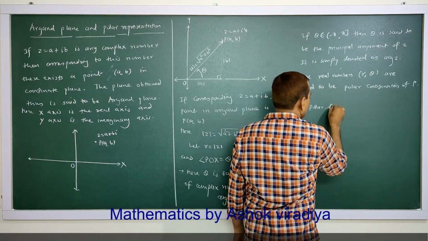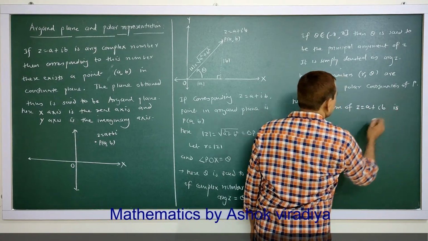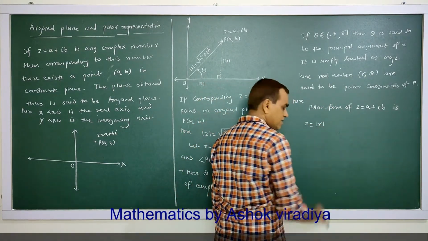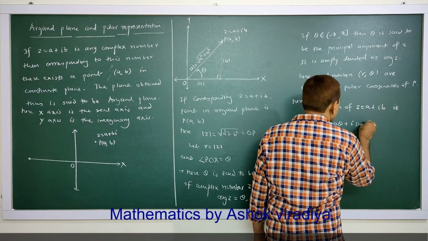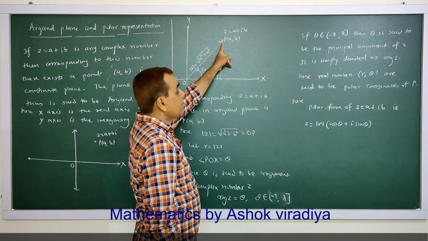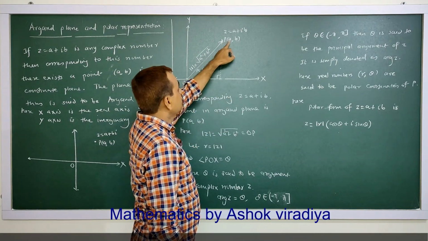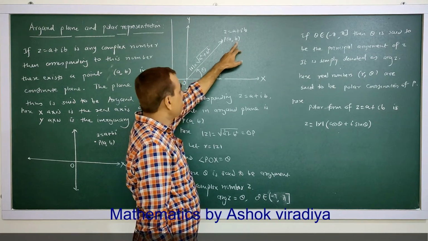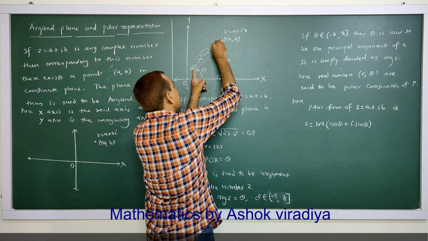Z equal to A plus IB, this complex number can be expressed as modulus R into cos theta plus I sin theta. Here you can see that this will be modulus R cos theta and this will be modulus R sin theta. From this right angle triangle, this is R. Modulus Z we are denoting as R.